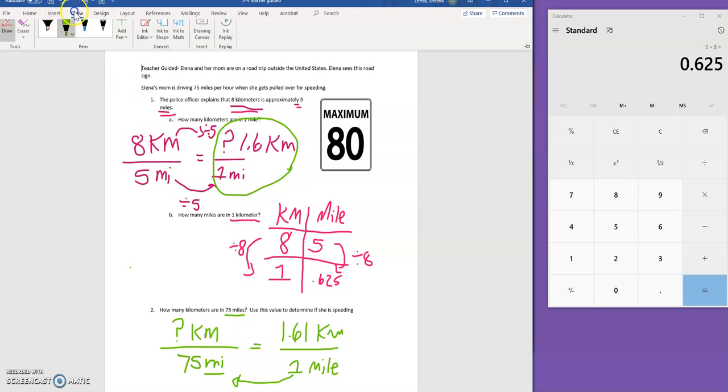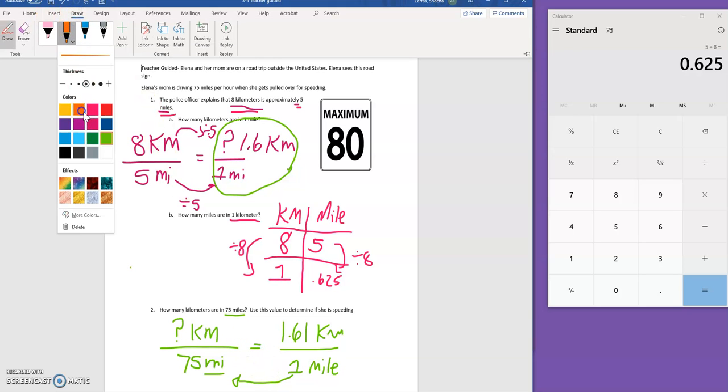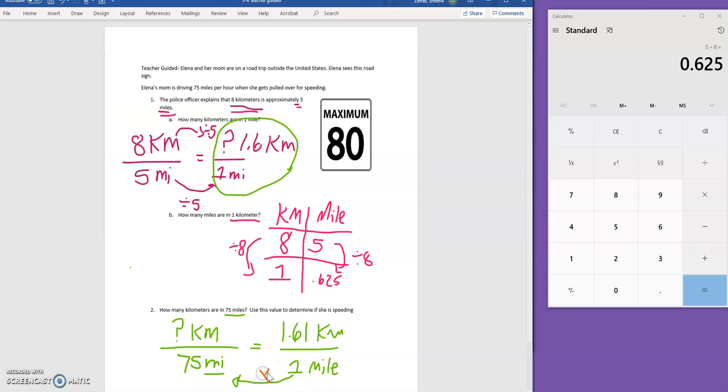Then I can see, going from my second fraction to my first fraction, 1 times 75 will give me 75 miles. So I'm going to do 1.61 times 75 miles, and I get 120.75. So this is proving that she is going over the speed limit because 120 is bigger than 80.